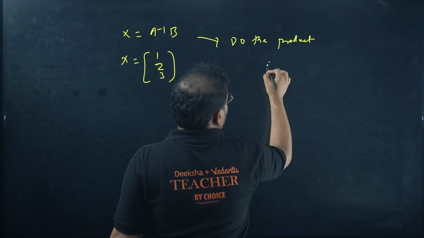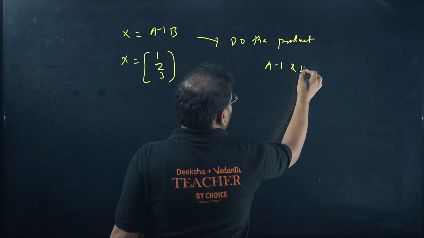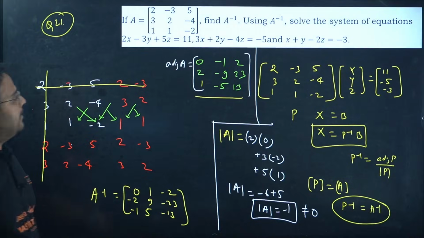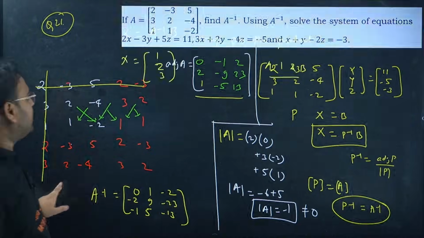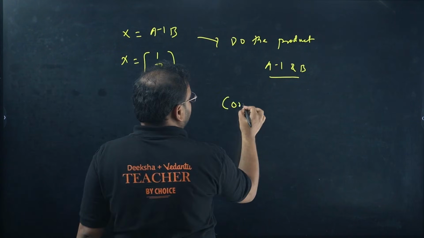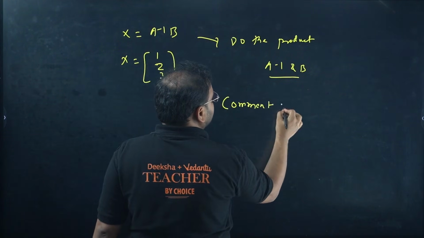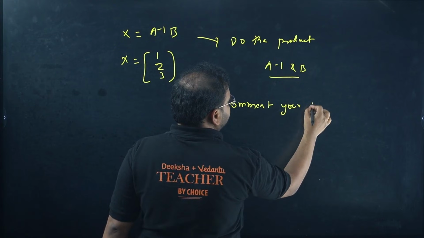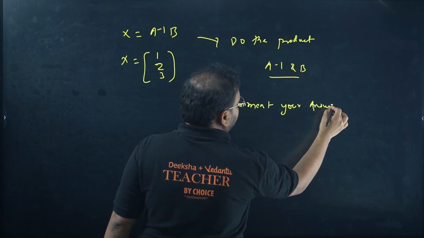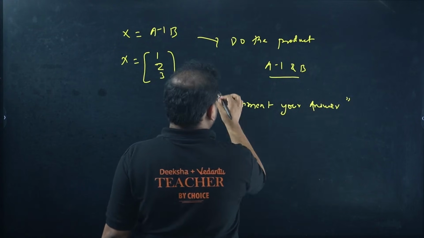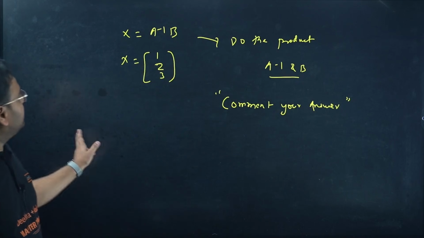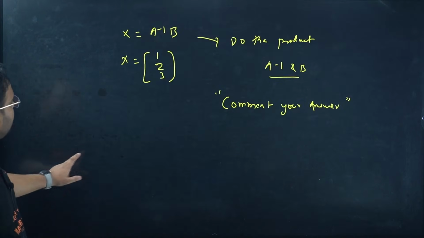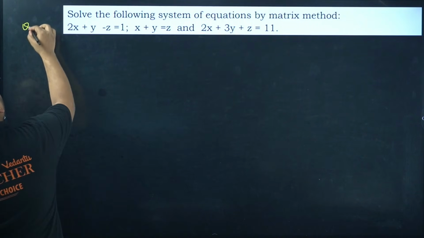Product of A inverse and B. Please check. Okay. Do the product and let me know the answer. Comment your answer. Okay, question number 21 is clear now. Got it? Question number 22.